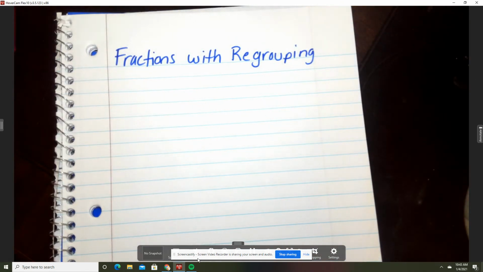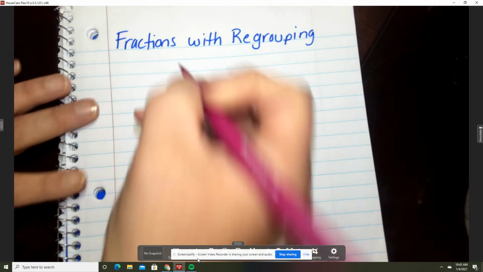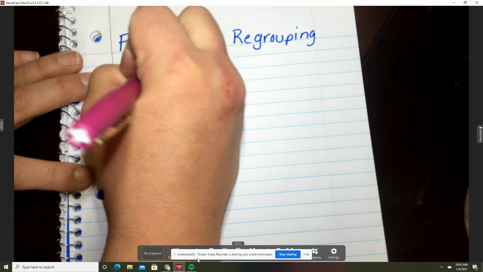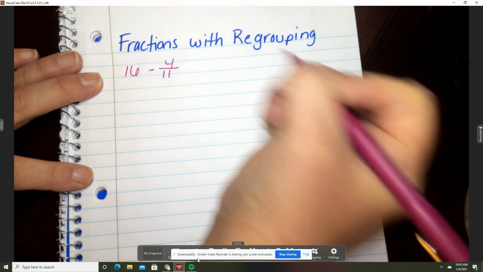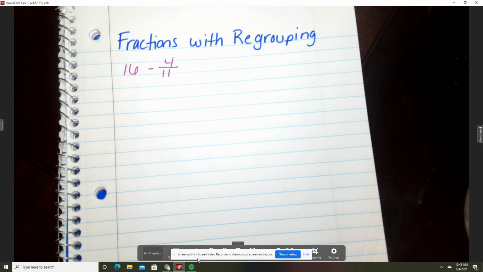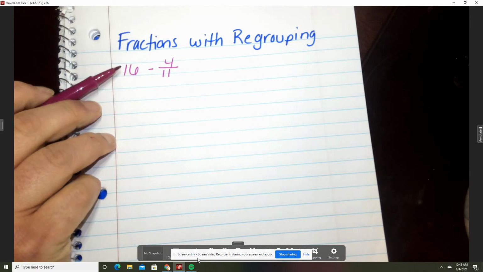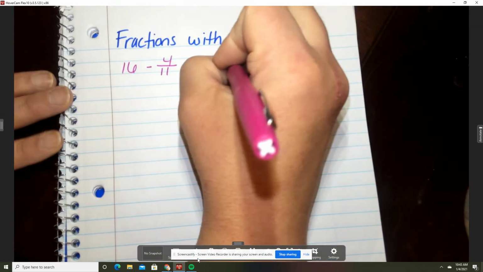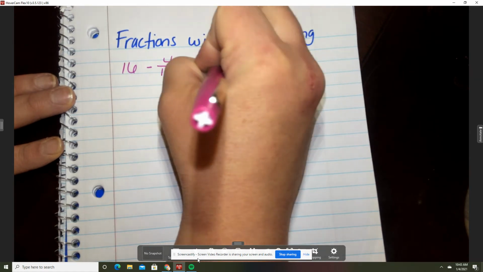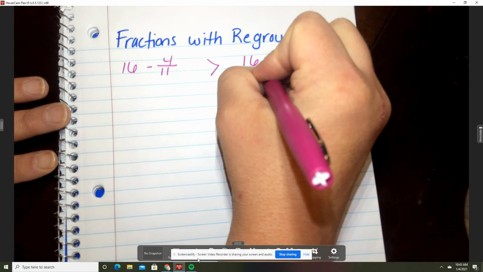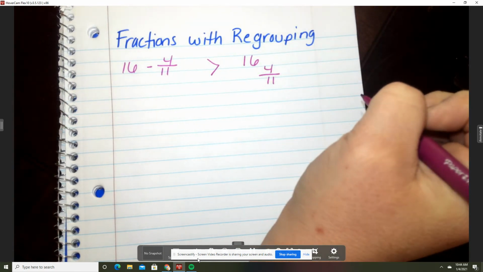Okay, so what that just means is that you're going to have a problem where you're going to have a whole number, and then you're going to have that whole number subtracting with a fraction. So they're going to have like 16 minus 4/11ths, and you've got to solve that. And how we solve that is by giving this number a fraction, okay? And what I mean is that you're going to set it up. You're going to have the 16, and then you're going to put your 4/11ths right there, okay?